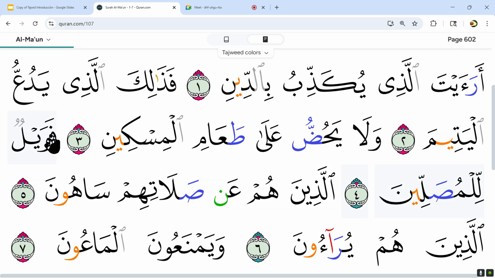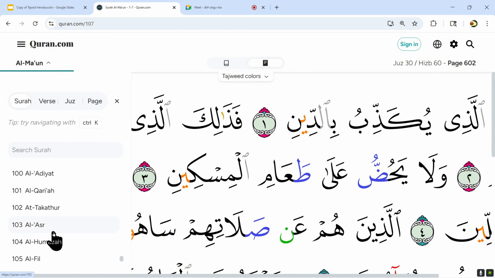So instead of fawailun, instead of pronouncing that noon, we go straight into the lam. Fawailul lil-musallin. Fawailul lil-musallin. Yep. You pronounce that lam because the lam ate the noon. You're not pronouncing the noon anymore. I got you. Cool. Let's move forward.